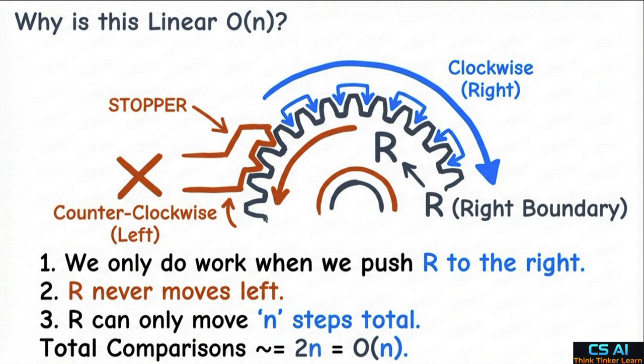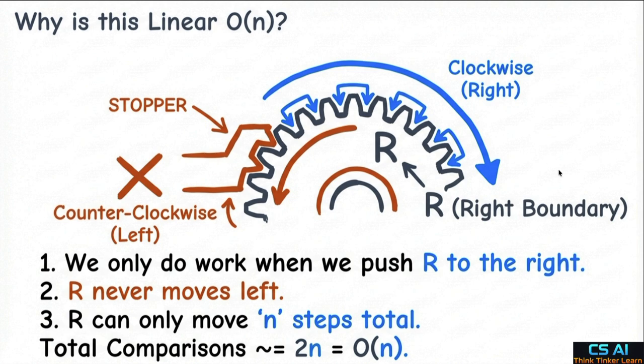Since the string has a length n, R can only move a maximum of n steps total. Even if one expansion takes many steps, those steps are banked. The next few indices will likely fall into case 1 and be solved in O(1). When you sum it all up, the total number of comparisons is roughly 2n. That is strictly O(n). The work is amortized across the entire string.